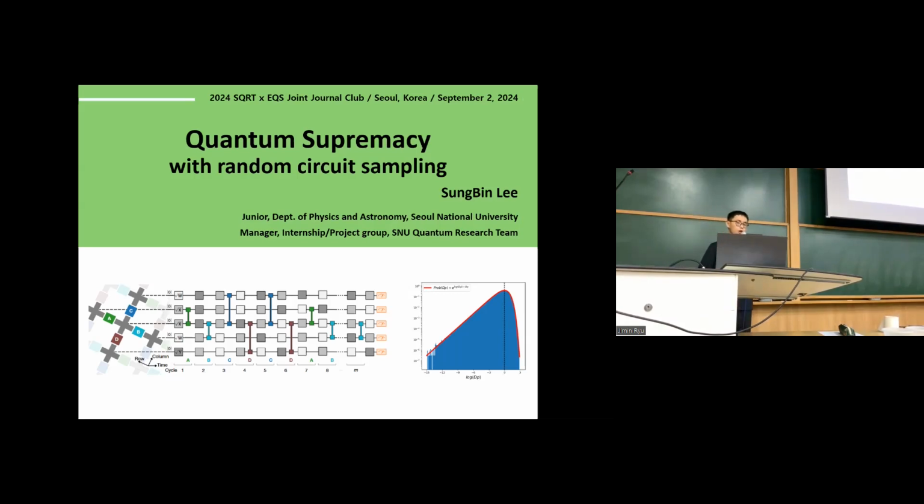Today I'm going to talk about quantum supremacy with random circuit sampling, for the first joint journal club between SQRT and EQS.